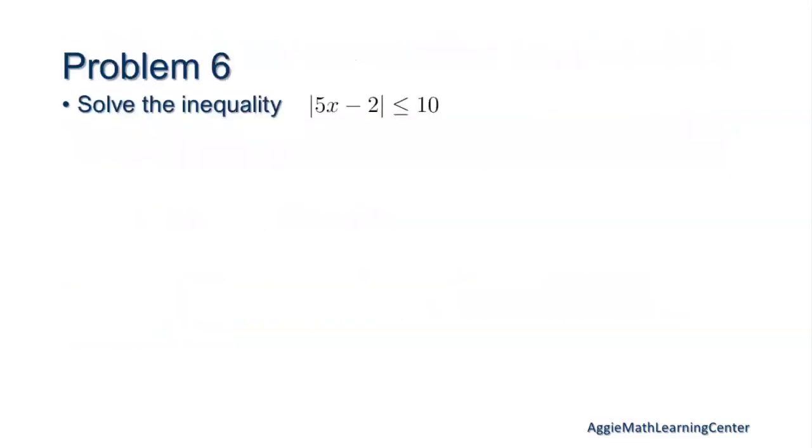All right, so we have this inequality. What do we want to do first? Set it equal to 10 and negative 10. Or not equal, but you get what I mean. So 5x minus 2 is less than or equal to 10, and then you just flip it for -10.